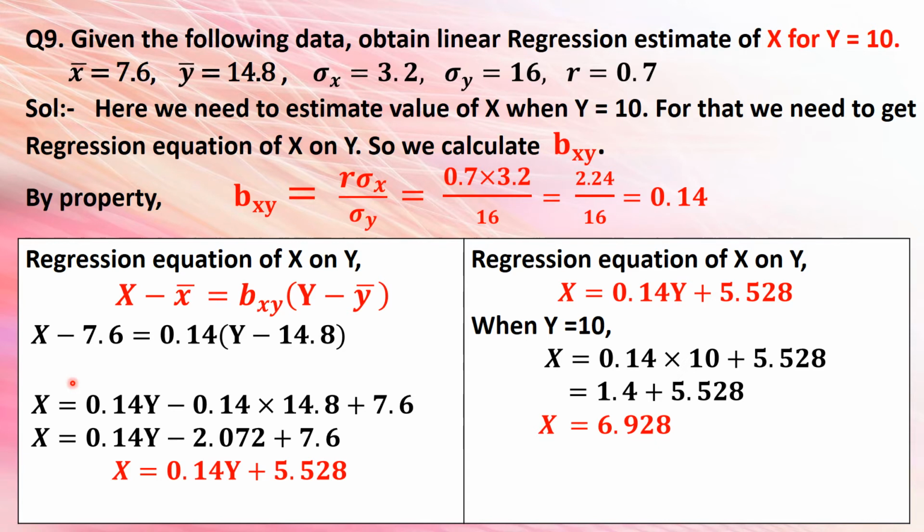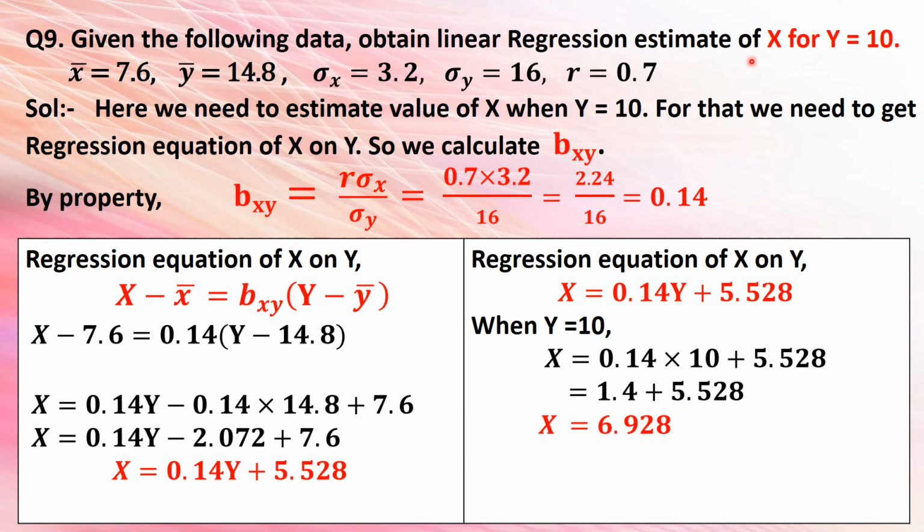Now question number 9: given the following data, obtain the linear regression estimate of x for y equal to 10. Now x bar is equal to 7.6, y bar is equal to 14.8, and sigma x, that is the standard deviation of x, is equal to 3.2, and the standard deviation of y is equal to 16. The correlation coefficient is equal to 0.7.